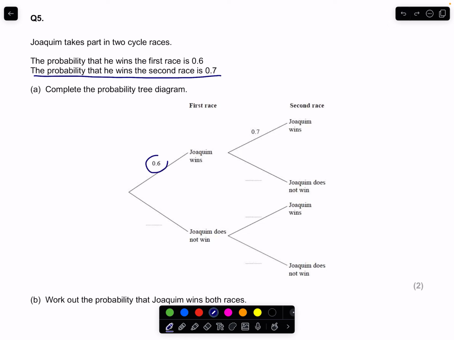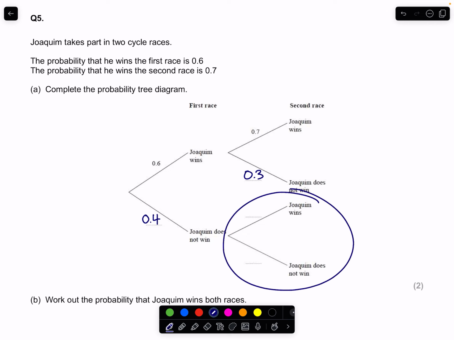With it being a 0.6 probability of Joaquim winning the first race, 1 minus that will give us the probability of him losing the first race, which is 0.4. Similar situation with the 0.7 in the second race. Take it away from 1 to get 0.3 here. And technically this is still the second race, just in a different future, so we have the same probabilities as above, 0.7 and 0.3.